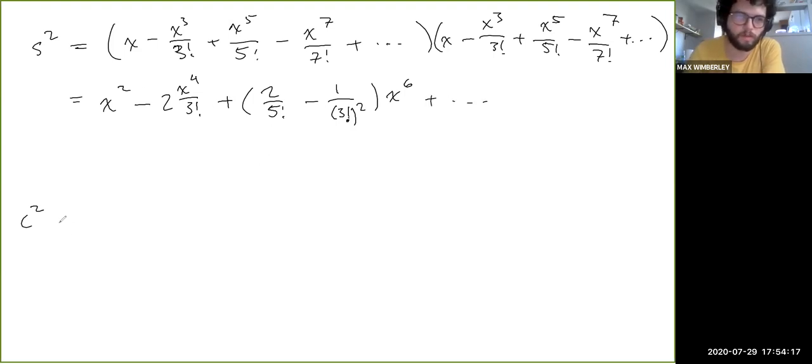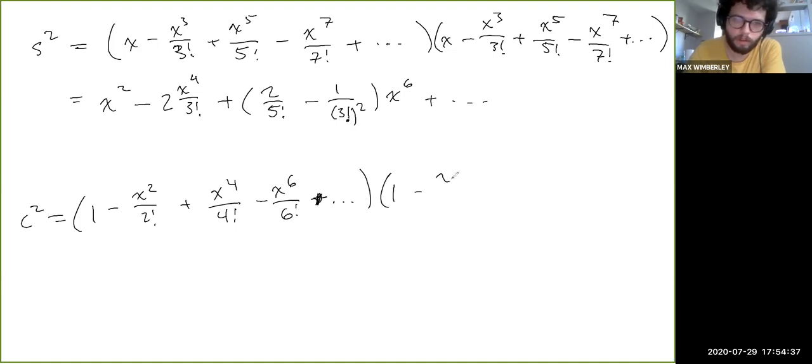And then let's look at c squared. So that's 1 minus x squared over 2 factorial plus x to the 4th over 4 factorial, and then we need minus x to the 6th over 6 factorial, plus etc. Times 1 minus x squared over 2 factorial plus x to the 4th over 4 factorial minus x to the 6th over 6 factorial, and so on.